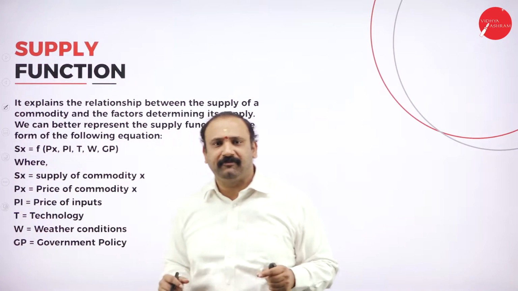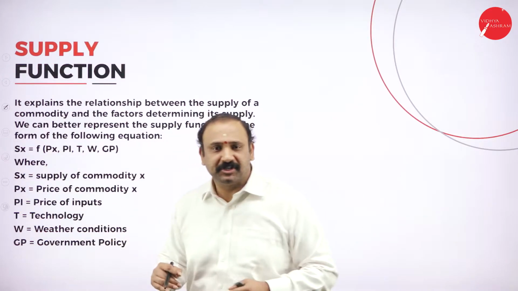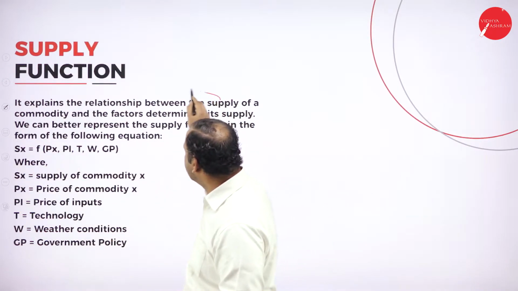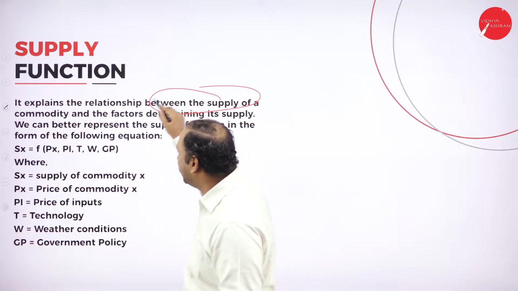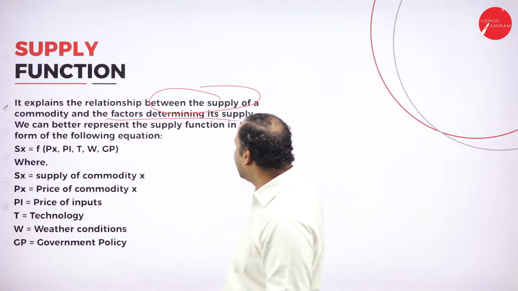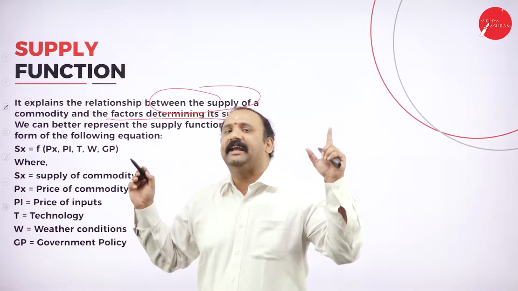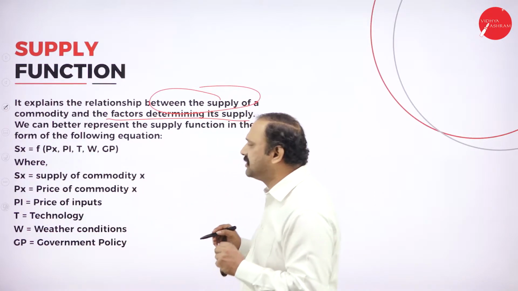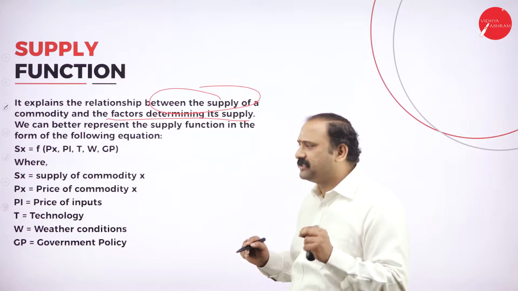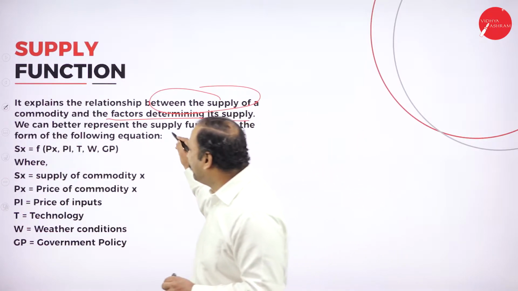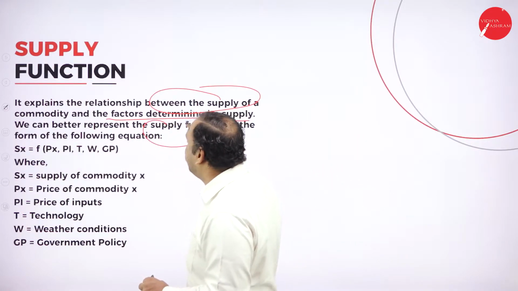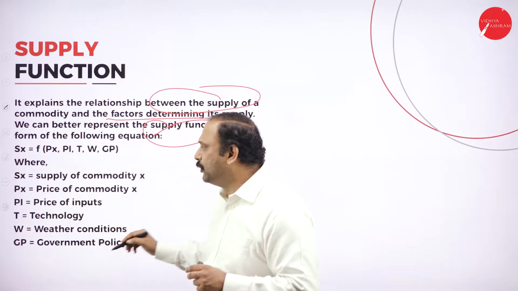Now, moving further, the supply function. What is the supply function all about? How is the supply function defined? It explains the relationship between the supply of a commodity and the factors determining its supply. So it's very, very interesting for us to see it. How does it come into picture? We can better represent the supply function in the following equation.